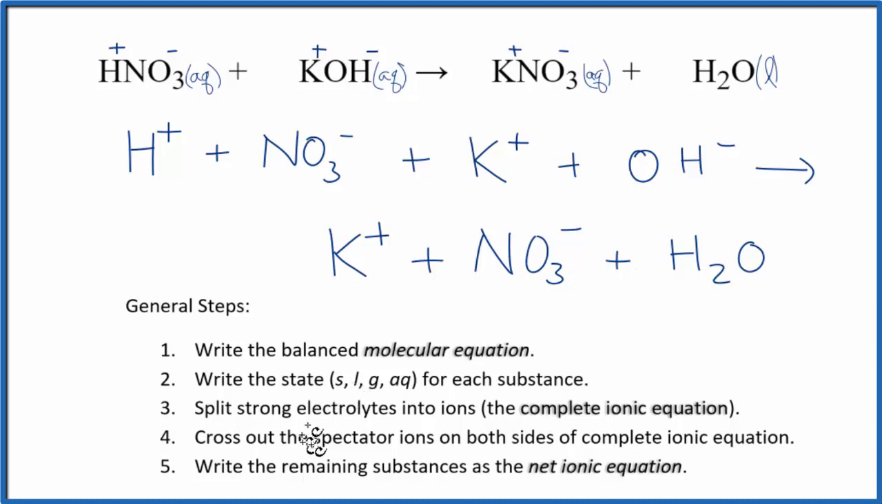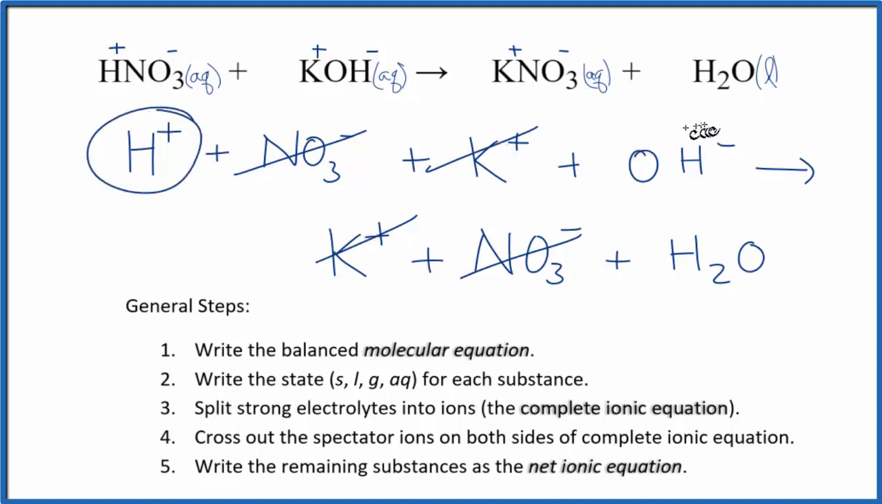So we can cross out what are called spectator ions now. These appear on both sides of our equation, and we cross them out because they don't change. They stay the same, so we're not really interested in that. So I see a nitrate here in the reactants and in the products. Let's cross those out. I also see the potassium ion here in the reactants and the products. Cross those out. And what's left, this is the net ionic equation.